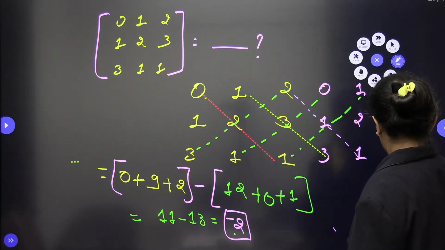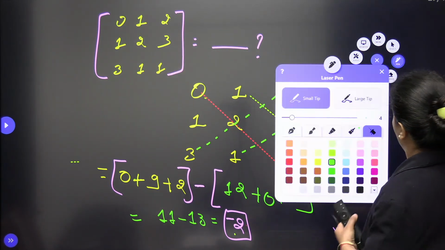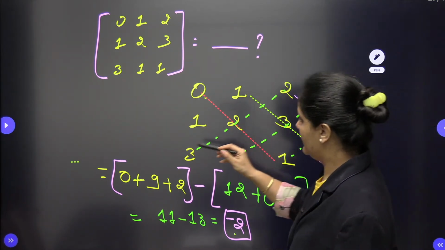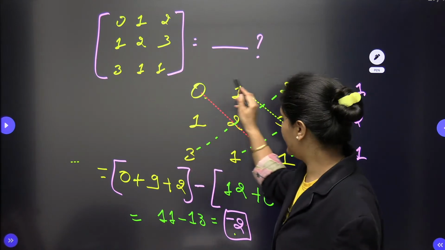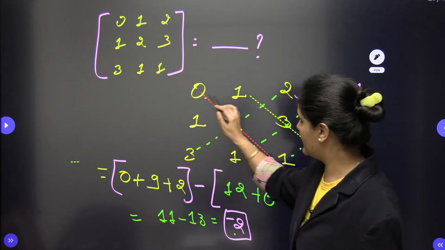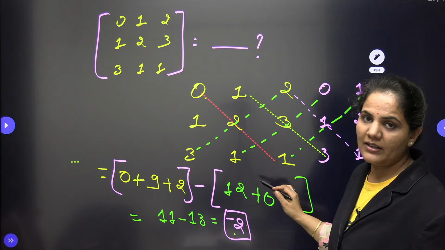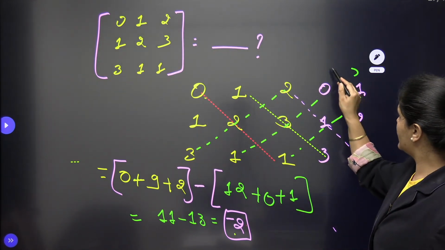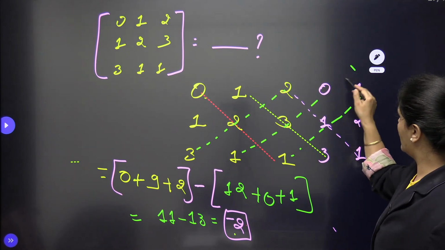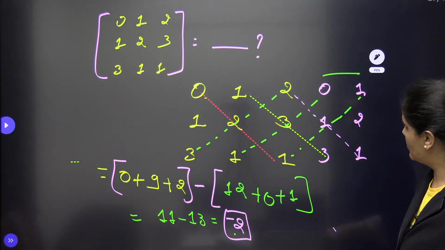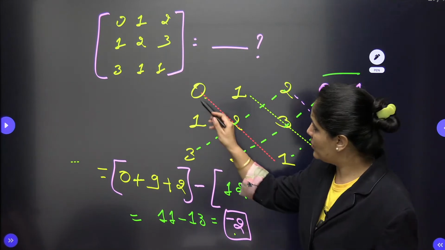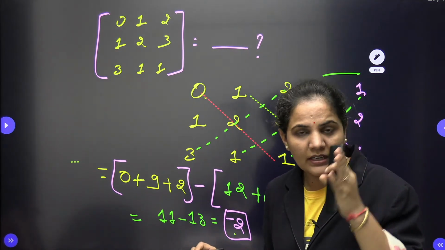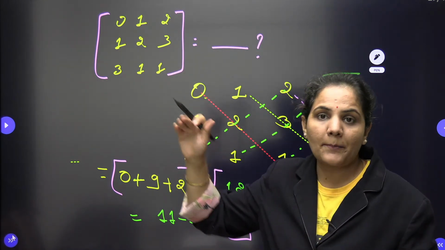So we can understand very easily. The point is, this is my matrix. I need to write down my matrix as it is. This is 0 1 2, 1 2 3, 3 1 1. Then what I am doing, I am just repeating my first 2 columns here. Then we are making the groups of 3 3 from upper to lower direction.